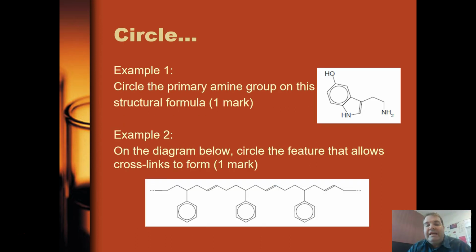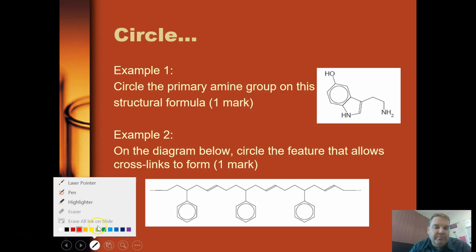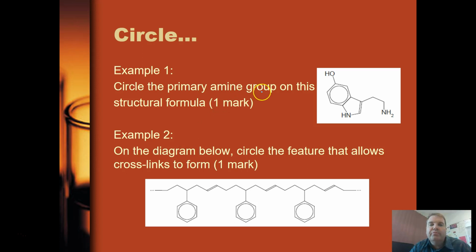Circle is really easy, but it's also one that students tend to get quite wrong. So in here, I'm just going to use this color here. So circle the primary amine group on this structural formula. We've got this one here, which is a secondary, and this one here is a primary. So it's really important that when you're circling, you actually circle just that group. I'm doing a square on it for some reason, but it doesn't really matter. You see how I'm doing just the circle of that group. It's really important that you don't get sloppy and circle bits over here. I'll show you what that looks like on the next one.